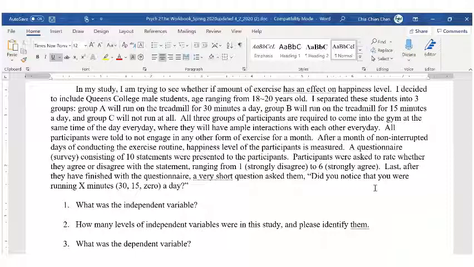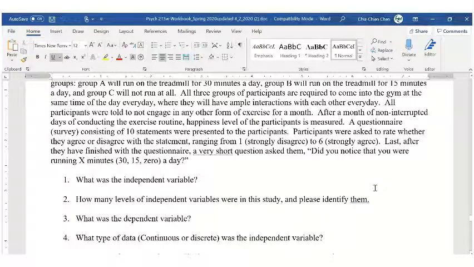Number three, what is the dependent variable? Well, the dependent variable is the score received on the so-called happiness survey. Number four, what type of data, continuous or discrete, was the independent variable? In this case, the type of data is continuous, because it's not group A, B, C, but rather the amount of running on the treadmill, the number of minutes a day. That is a continuous variable.